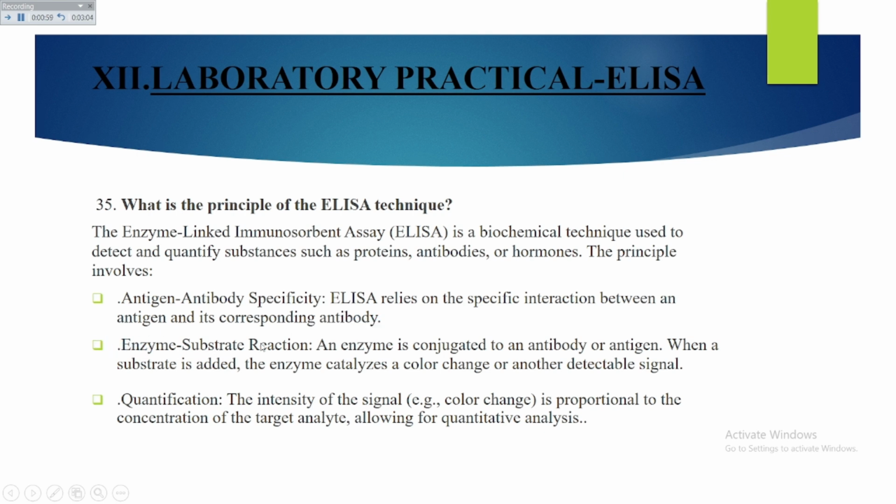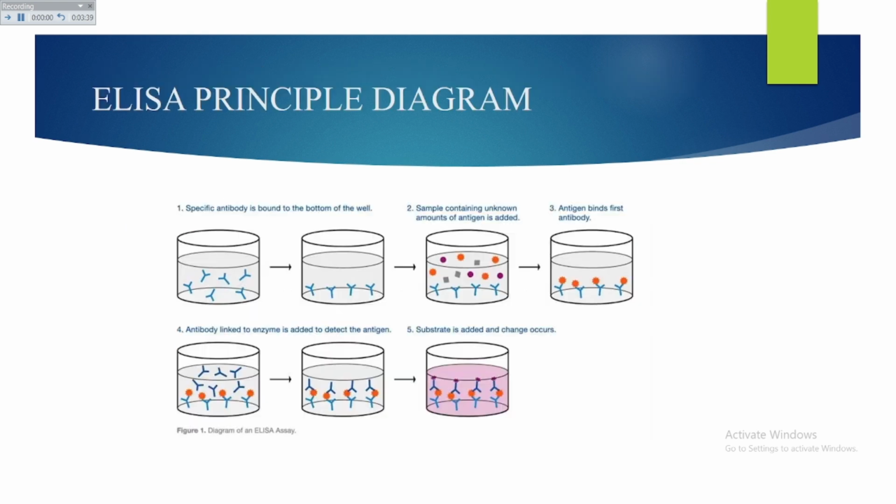The second one is the enzyme-substrate reaction. An enzyme is conjugated to an antibody or antigen. When a substrate is added, the enzyme catalyzes a color change or another detectable signal. For quantification, the intensity of the signal is proportional to the concentration of the target analyte, allowing quantitative analysis. So this is the principle of how ELISA works: antigen-antibody specificity, enzyme-substrate reaction, and quantification.